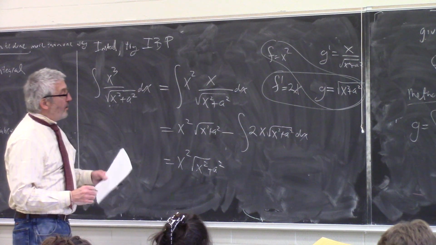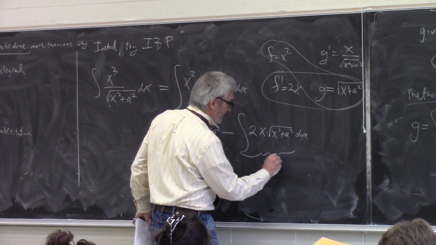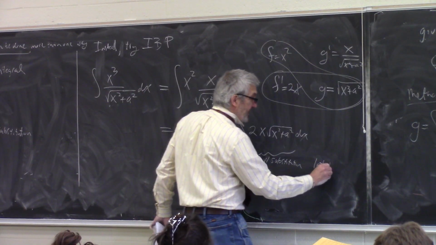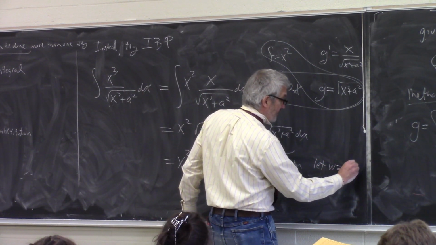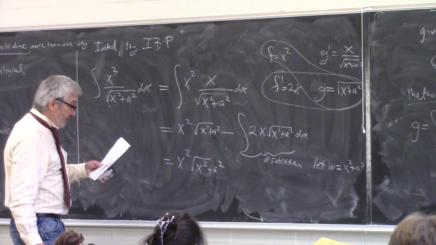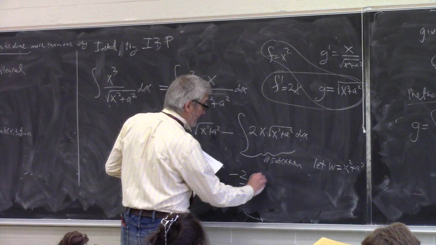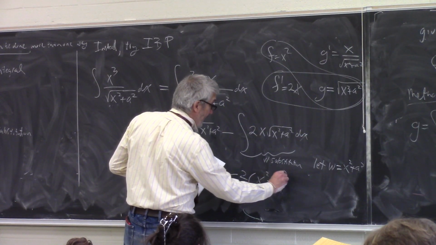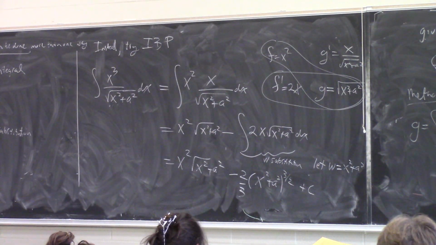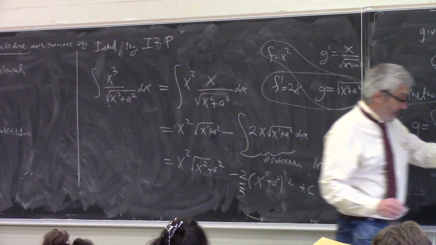I'm going to just tell you the results of this. You're going to do a w substitution. You're going to let w be the thing inside, x squared plus a squared. And then that plays out the way substitution integrals play out. It's not a big deal. And you end up with minus 2/3 times x squared plus a squared to the 3/2. There you go. The w substitution works just like this u substitution worked over here.